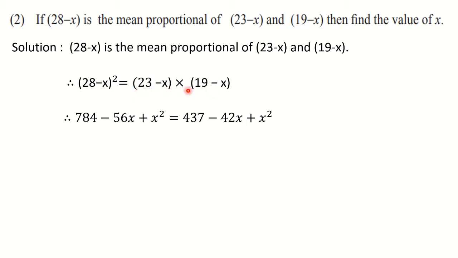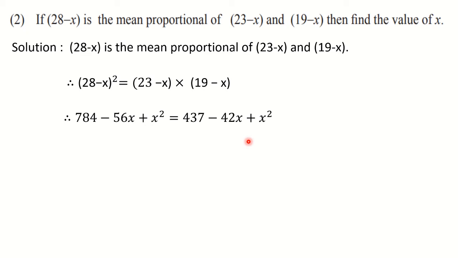So 23 into 19, the multiplication is 437. Then 23 plus 19 is 42, and you have to multiply by x. But see, both the x are minus, so minus sign is there, minus 42x. And minus x into minus x is plus x square. So this is expansion. This you need to do correctly. Now see, plus x square from LHS and plus x square from RHS, they will get cancelled.